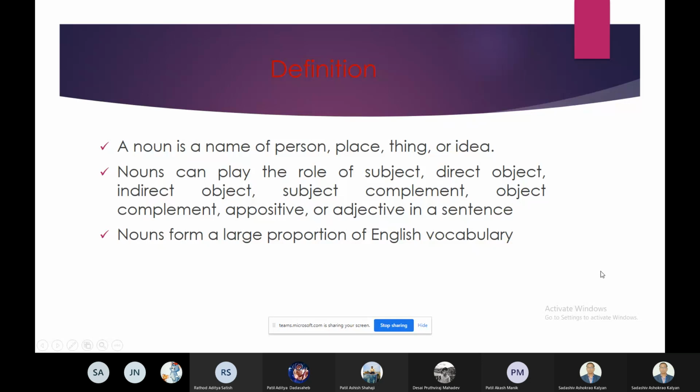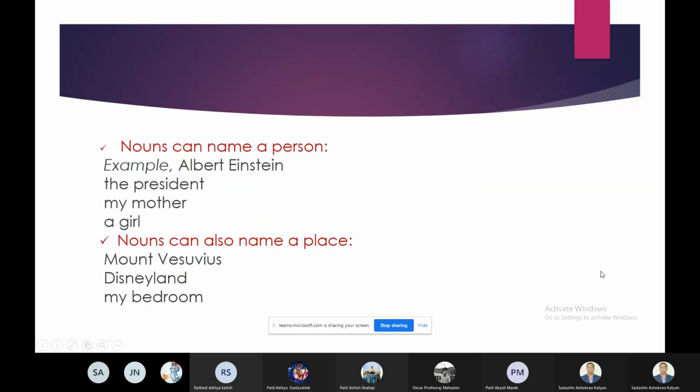So as I said earlier, nouns can be the name of a person. Albert Einstein, we know, is a distinguished person. Then the president. These are all names given to persons.